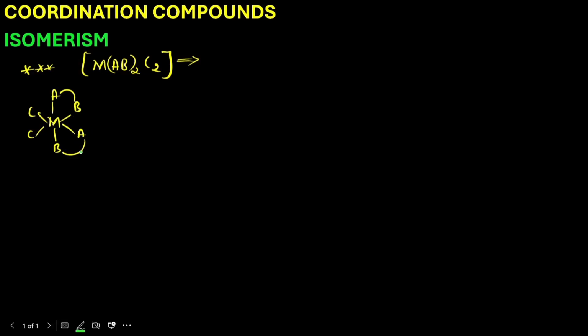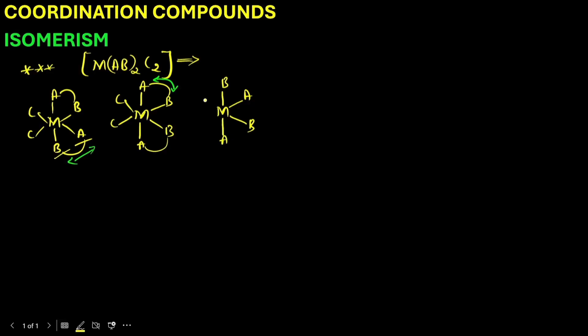Now we will interchange this A and B, then we will see what happens. Again, if you write the structure, M, here A, B, here it will be B, A, C and C. This is the structure we got. After interchanging this A and B, we will interchange the other A and B. M, here we have B, A, B, A, C and C.